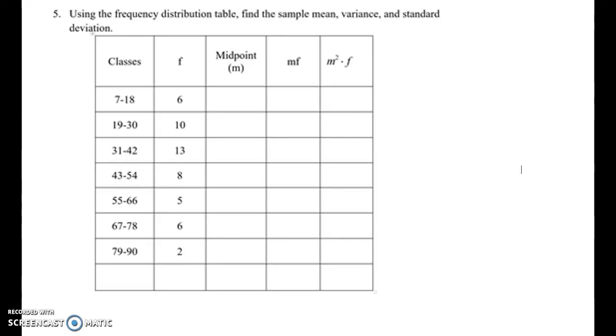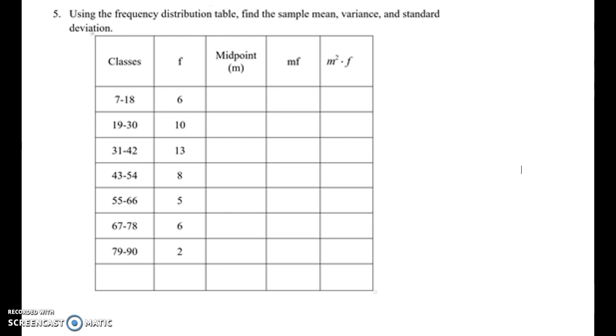Using the frequency distribution table, find the sample mean, variance, and standard deviation. As you know, the frequency distribution table doesn't have each single data value. Therefore, we don't know what the exact data are. It means we need to find the midpoint, and use the midpoint to represent each class.